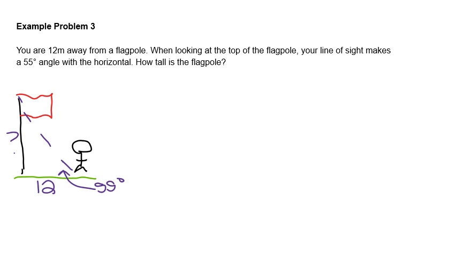Along the ground, the distance between the person and the flagpole is 12 meters. And the angle at the bottom with the ground is 55 degrees. So I have my triangle. The line of sight, that dotted line, would be my hypotenuse. The 12 is my adjacent, and I'm looking for my opposite. So let's set up my tangent ratio. My angle is 55, the 12 meters is my adjacent, and I'm looking for my opposite.